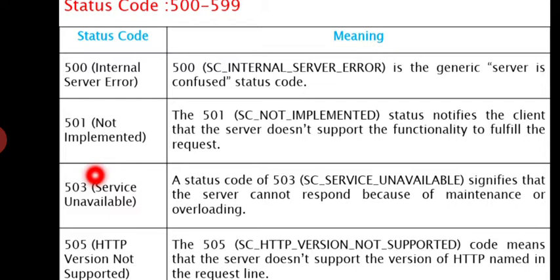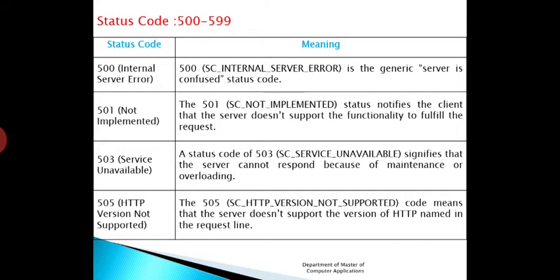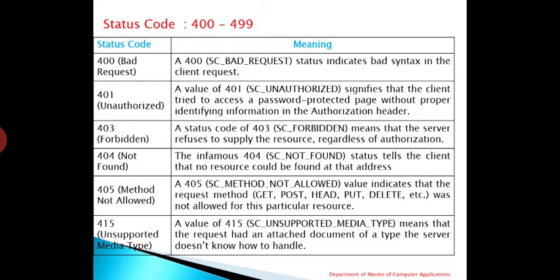503 Service Unavailable signifies that the server cannot respond because of some problem, like maintenance or overloading. And lastly, 505 HTTP Version Not Supported means the server does not support the HTTP version named in the request line. So this is all about the HTTP response status codes.